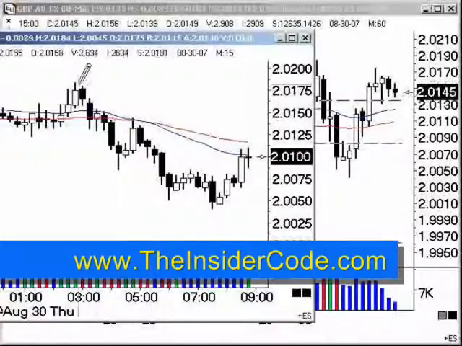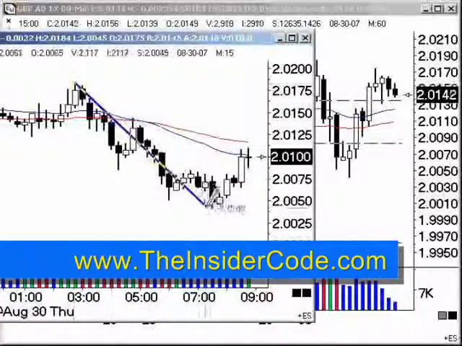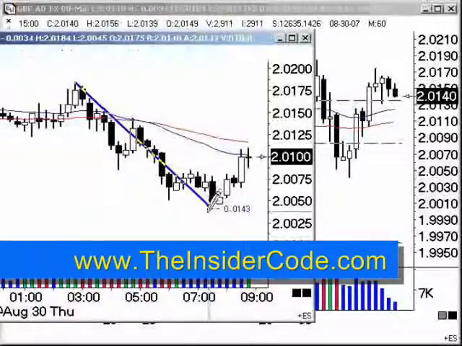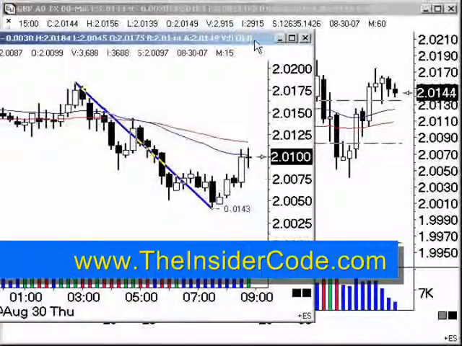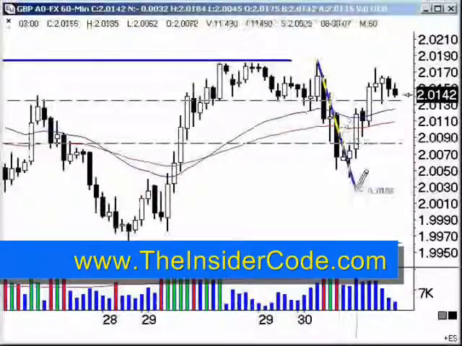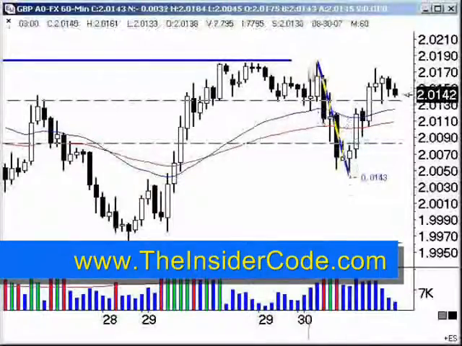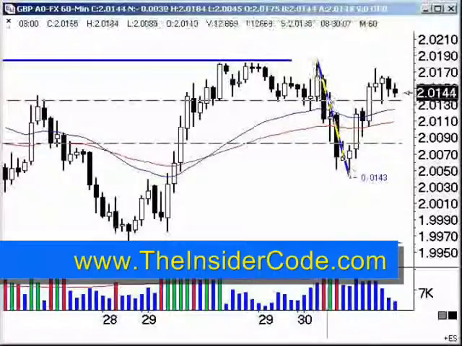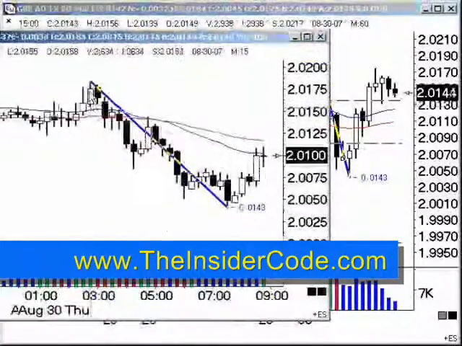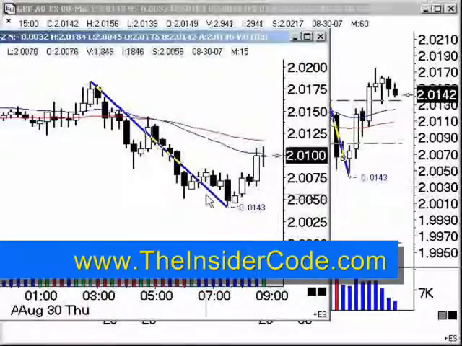This move here is 143 pips. This move here is 143 pips. So you see this move on the hourly, you see it's the same move on the 15-minute.